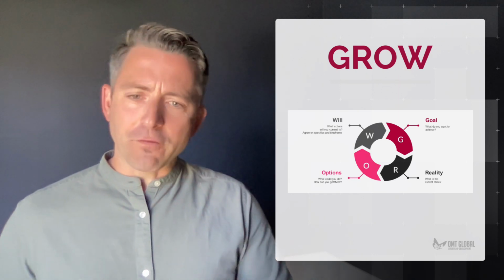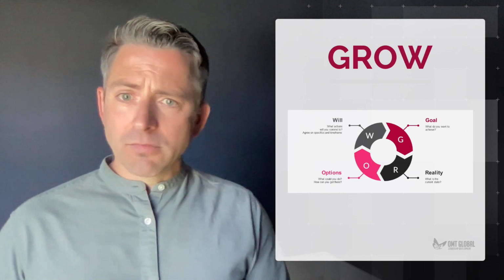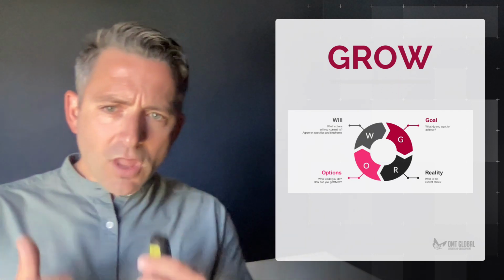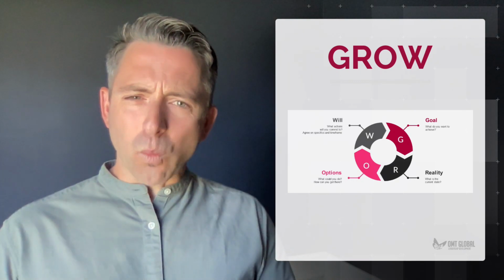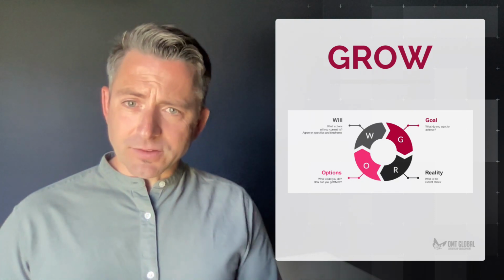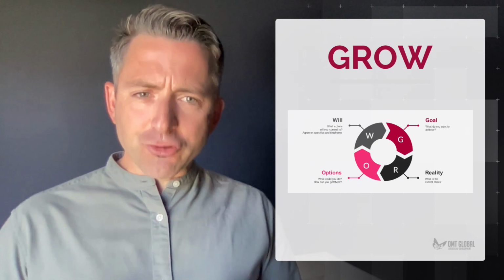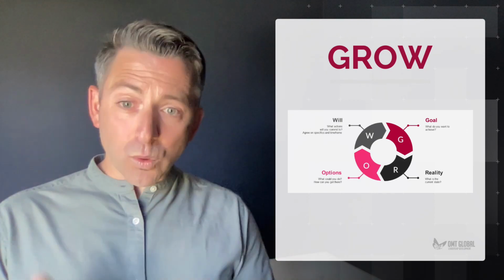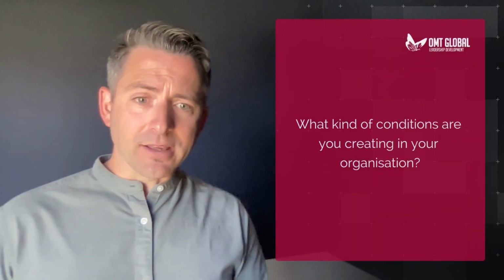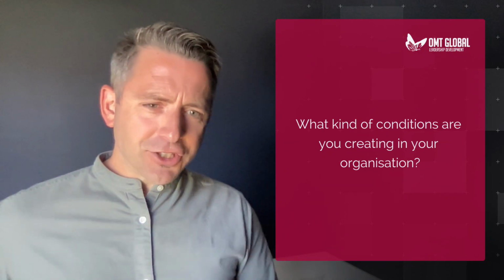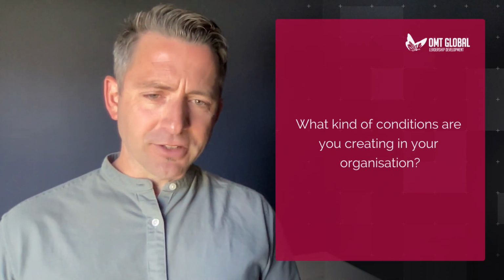So in summary, we have 4 quick stages. The goal: what do you want to achieve? The reality: where are you now and what's really going on? Options: what are some of the viable options within your control and influence? And will: what will you actually do? What kind of conditions are you creating in your organization?